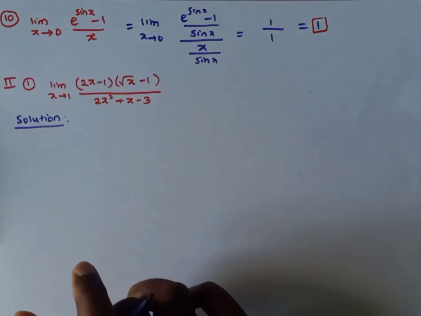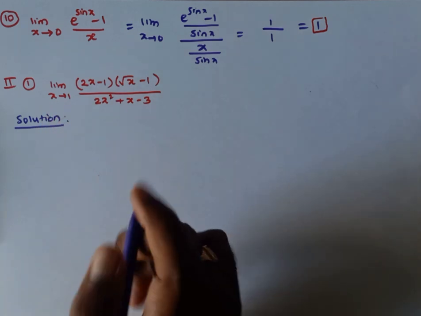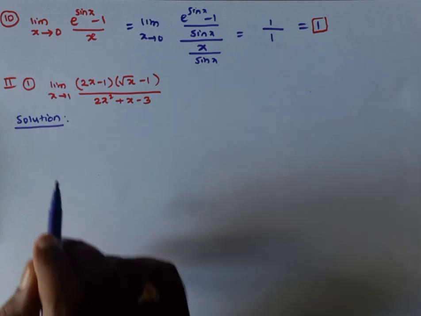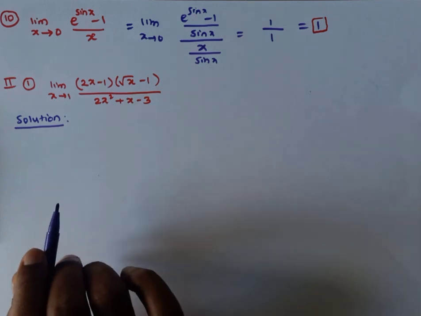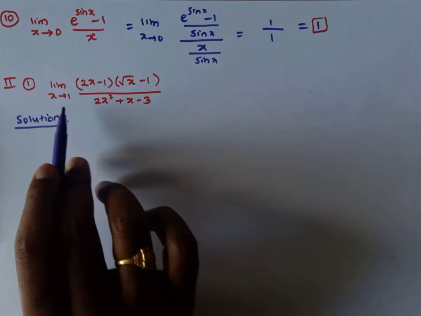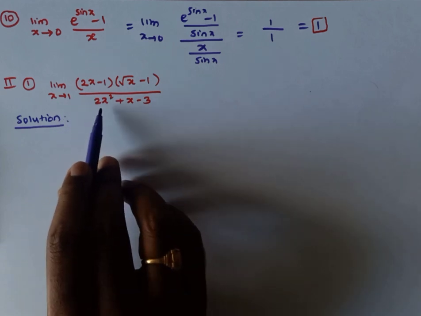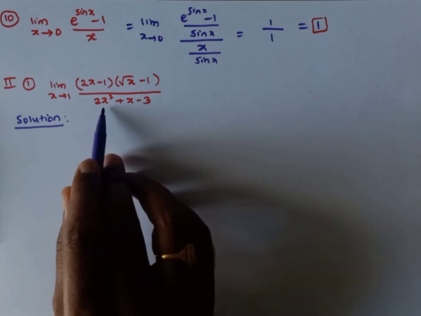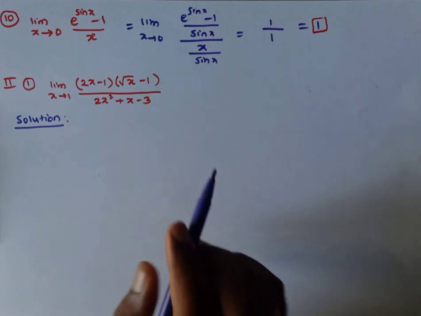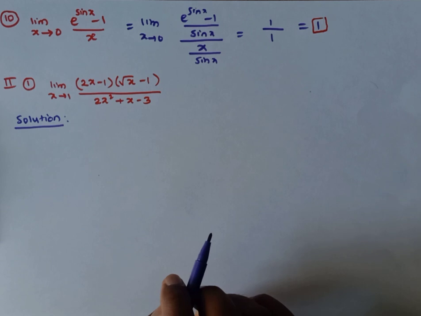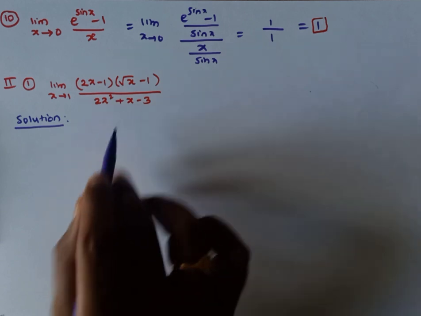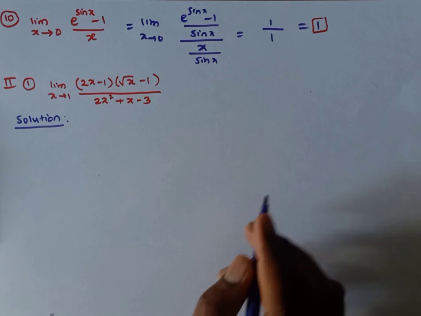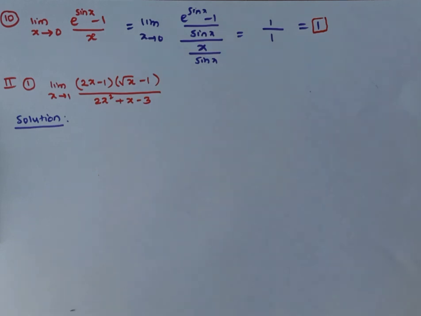Roman 2, first problem. Evaluate the limit x tends to 1, (2x minus 1) into (root x minus 1) by (2x square plus x minus 3). Now if we substitute x tends to 1, then it is (2 minus 1) into (root 1 minus 1), which means 0, and in the denominator 2 plus 1 minus 3, so it is again 0 by 0 indeterminate form. Here there is a quadratic expression in the denominator, so try to factorize 2x square plus x minus 3.